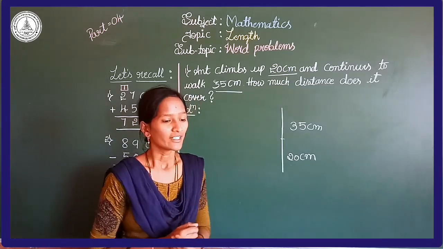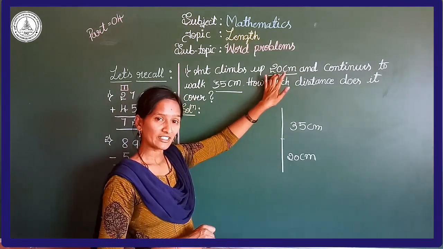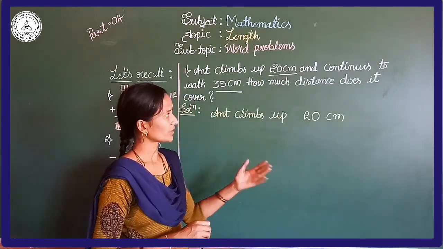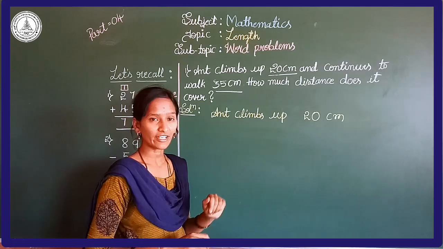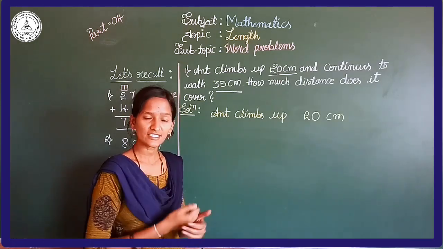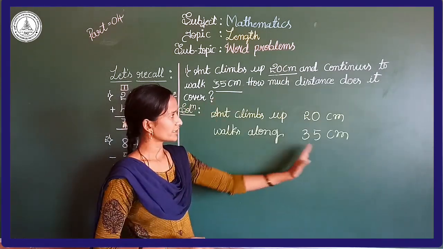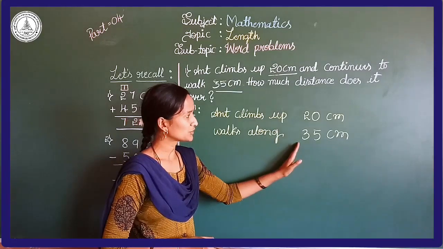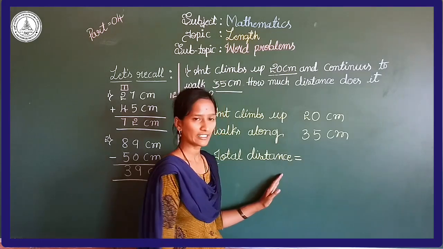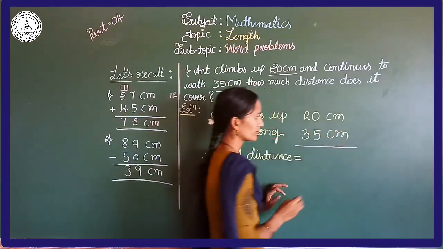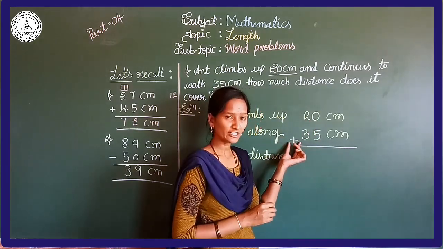So which is the first one? That is, the ant climbs up. How many centimeter? It is 20 centimeter, right? Next, after some time what happened? It continues to walk. How many centimeter? That is 35 centimeter. So my dear students, the next statement is: walks along 35 centimeter. If you add these two numbers, you get the total distance, right? So write down here total distance. Now I am adding these two numbers. I am writing here the symbol of addition, that is plus.